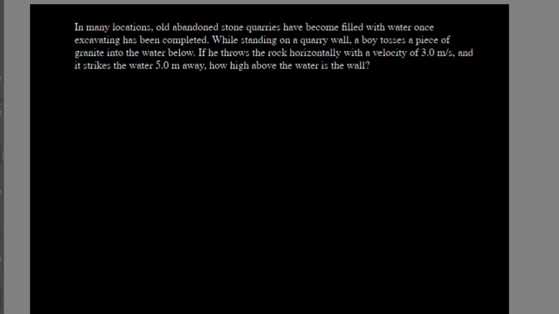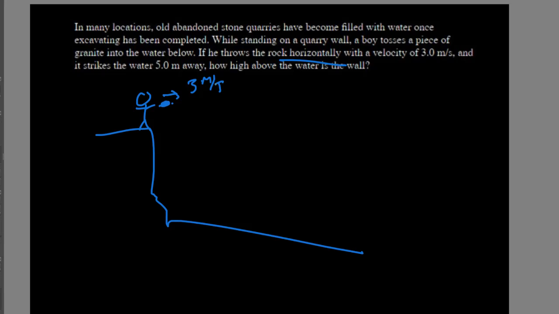All right, so let's go through yesterday's problem. In yesterday's problem, we had a quarry. In many locations, old abandoned stone quarries have become filled with water once the excavating has been completed. While standing on a quarry wall, so here's our little quarry wall, a little boy tosses a piece of granite into the water. He throws the rock horizontally. So it starts off straight horizontally with a velocity of 3 meters per second.